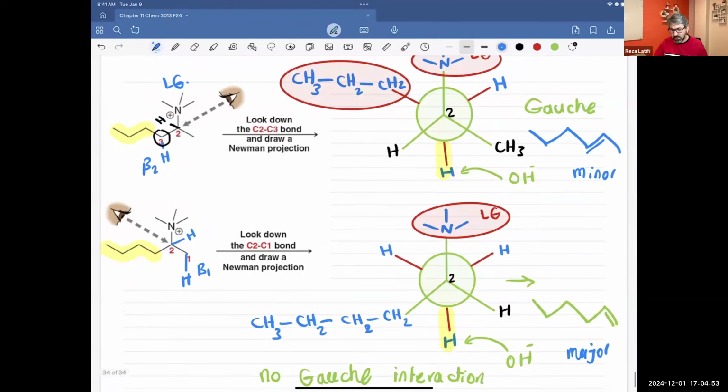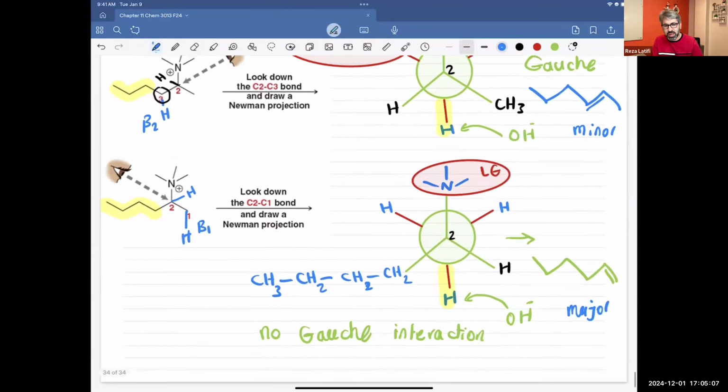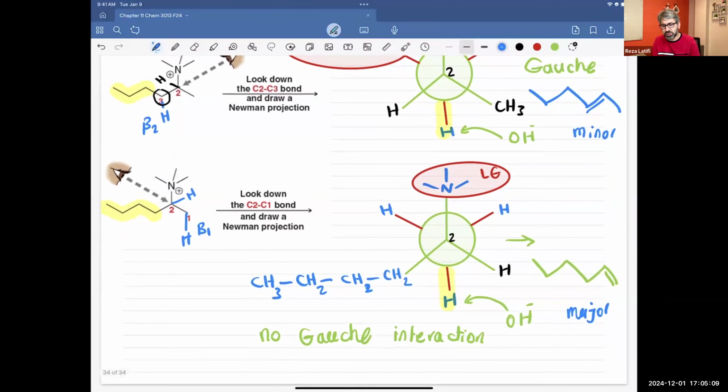As you see, the main problem with the Zaitsev product is that inside the transition state, we will have gauche interaction between the leaving group and one of the substituents, which we don't have if we remove hydrogen from the terminal carbon. And this is the reason that the mechanism will go through the Hofmann pathway rather than the Zaitsev pathway. And thank you very much.